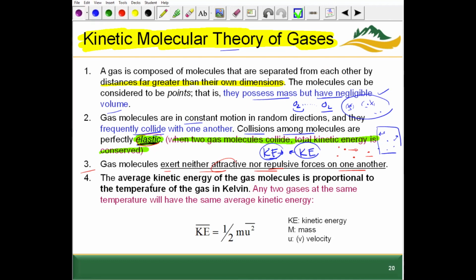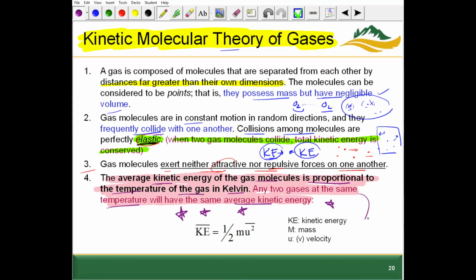Point number 4: the average kinetic energy of the gas molecules is proportional to the temperature of the gas in Kelvin. This is the big point we need for our practice problem. Any two gases at the same temperature will have the same kinetic energy. The kinetic energy of the gas molecules is proportional to the temperature of the gas. Importantly, this temperature is in Kelvin. This is what we need to solve our practice problem. If they're at the same temperature, they're going to have the same kinetic energy. If some gas molecule is at a higher temperature, it'll have a higher kinetic energy.